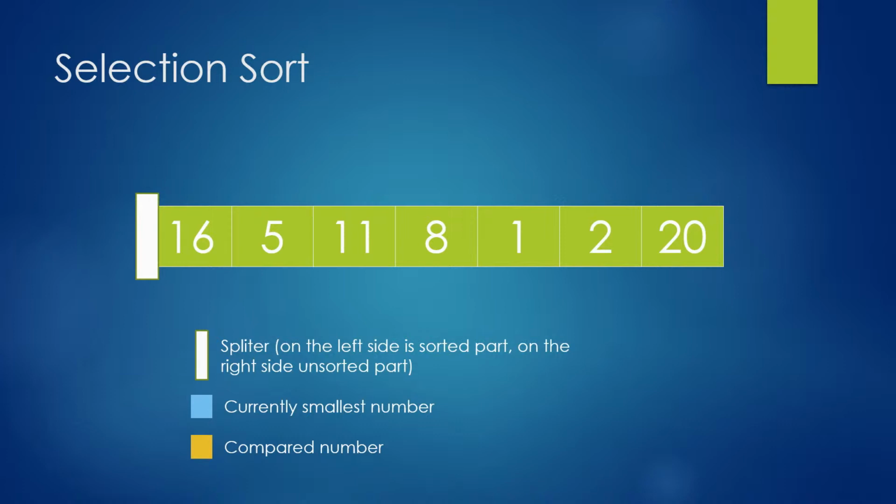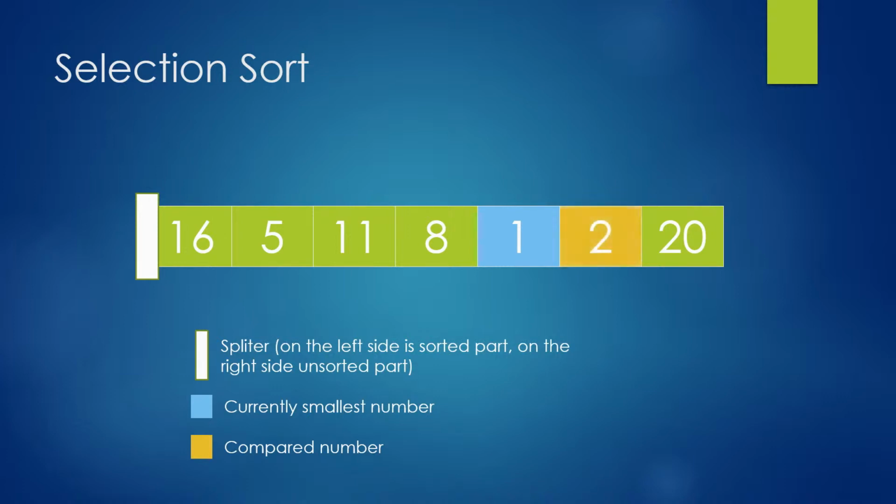So we take 16 and compare it to 5. 5 is smaller, so we are going to mark that as smallest. And now we will compare 5 with numbers behind. We see that 5 is smaller than 11. That means we move on to the next number. Now we compare 5 and 8, and once again we move on to the next number. Now we compare 5 and 1 and see that 5 is bigger. So we mark 1 as smallest and continue towards the end.